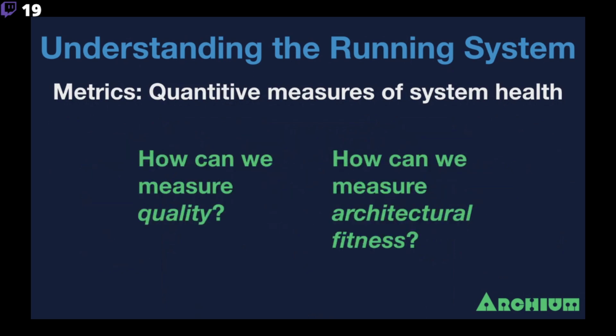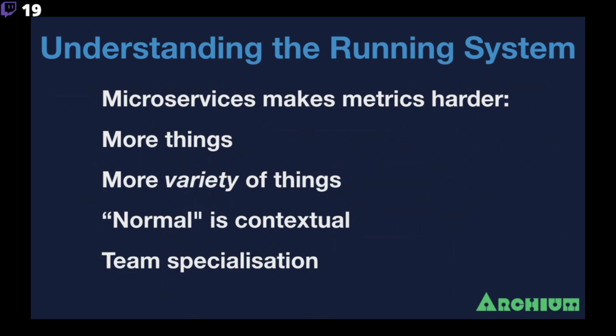And you can take it even further. You can actually say we want to have metrics around quality. How much quality is in our system or our software? And as evolutionary architecture was talking about, how can we measure the fitness of our architecture? Now, microservices makes metrics harder. Obviously, there are more things to monitor. That's just straight away harder.